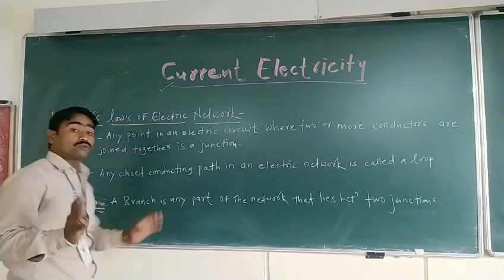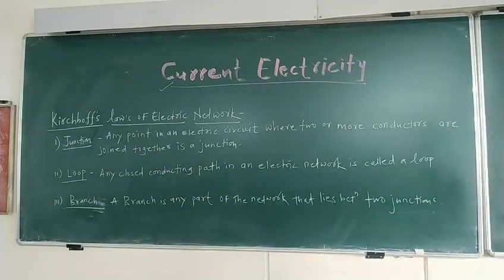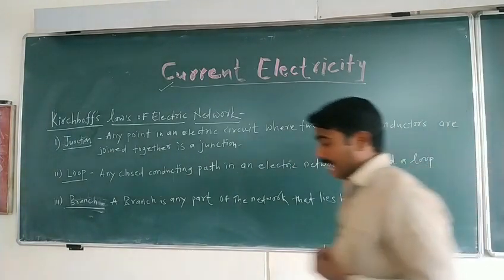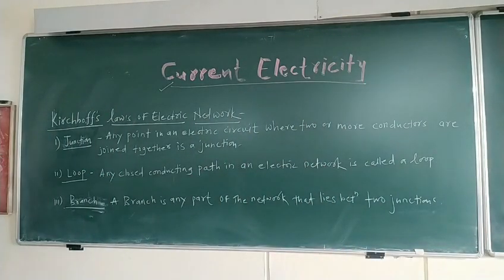First, we have to see some terms related to Kirchhoff's laws. The first term is junction. We know what is meant by junction, loop, and branch. We have to define three definitions, and then move towards the first law, Kirchhoff's first law, called the current law or junction law.